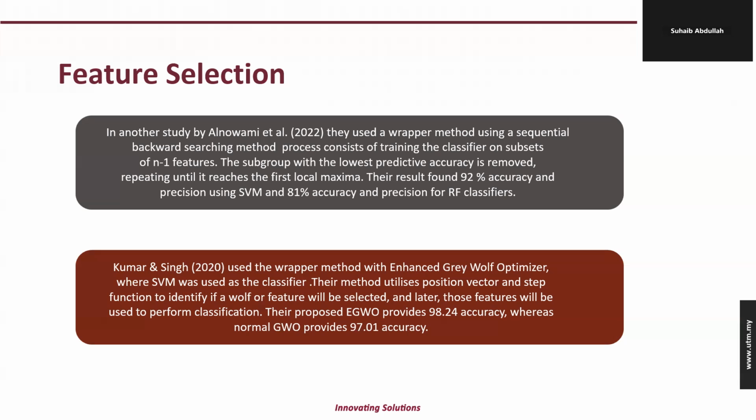Another study was done by Kumar and Singh, 2020, where they used a wrapper method with an enhanced gray wolf optimizer, where the SVM was used as the classifier. Their method utilizes a position vector and step function to identify if a wolf or a feature will be selected, and later those features will be used to perform classification. Their proposed EGWO, enhanced gray wolf optimizer, provides 98.2% accuracy, whereas the normal gray wolf optimizer provides 97.01% accuracy.